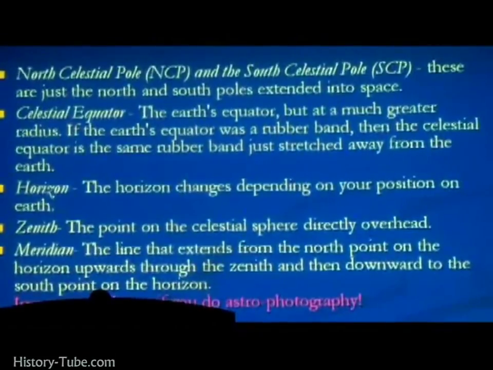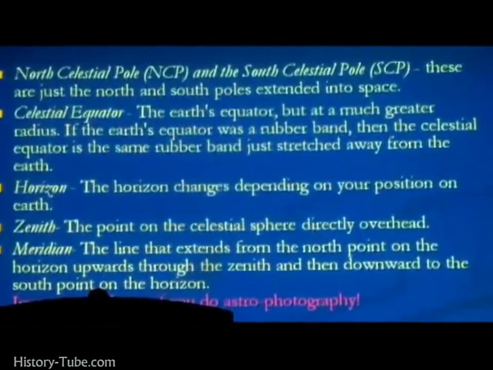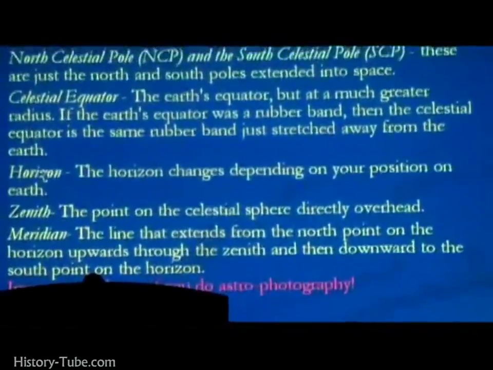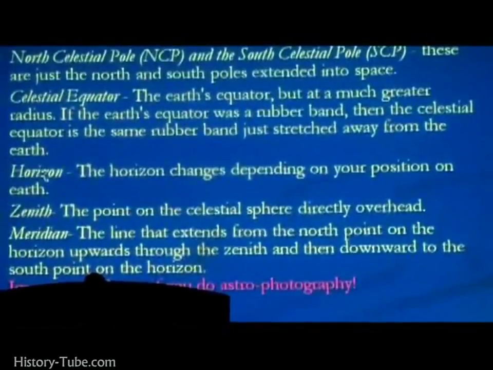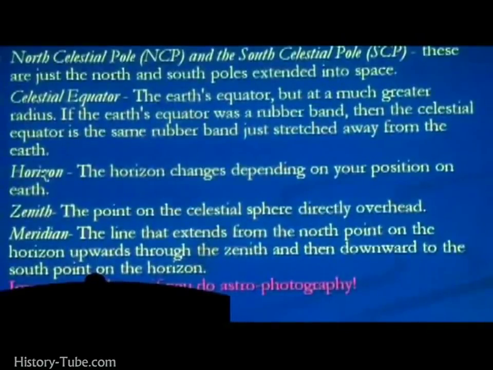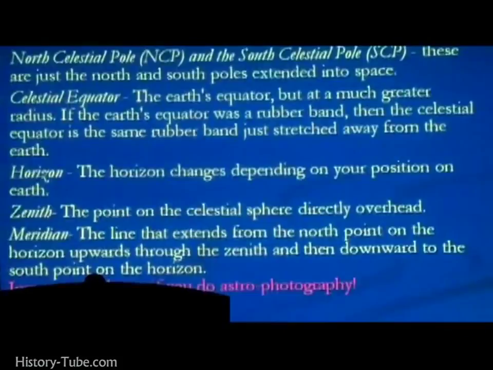Zenith is going to be the point directly overhead, the point on the celestial sphere directly overhead. So when we say that an object is at zenith, you can think of it as being exactly 90 degrees above the horizon. The meridian is the line that extends from the north point on the horizon upwards through the zenith and then downward to the south point on the horizon. So what that means is if you were to face directly north and draw a line straight up through the sky all the way to the south, it's going to bisect the sky in half. And that line is called the meridian.